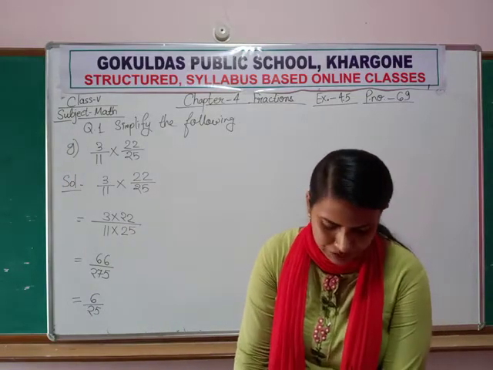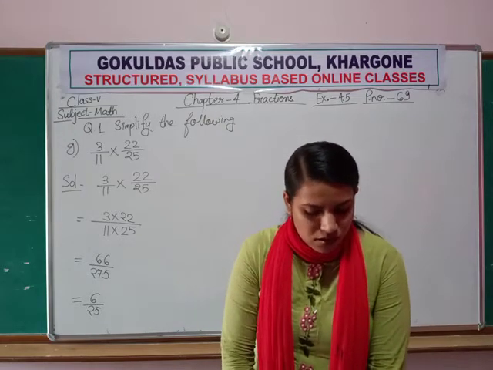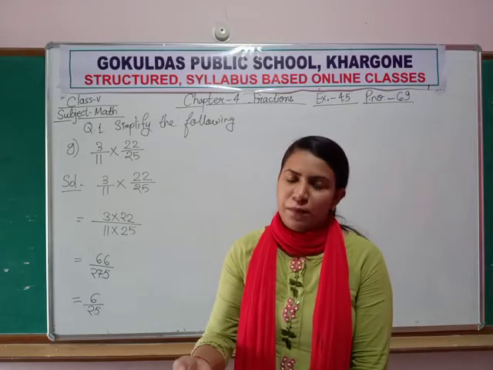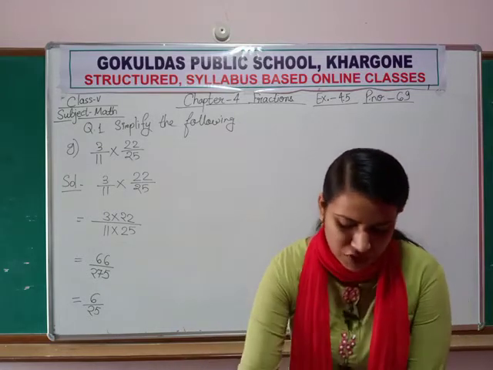Okay? I hope the remaining questions you can do now. If mixed fractions are given, then first convert them into improper, then multiply. Okay? Now, question number 2.